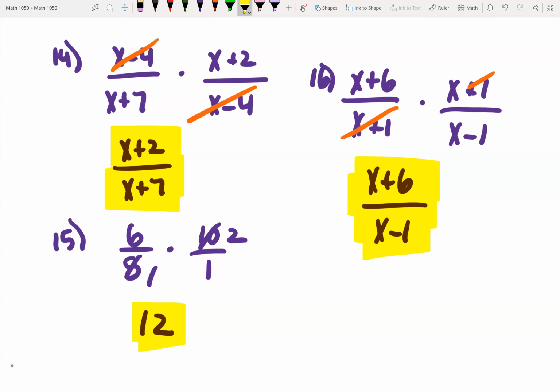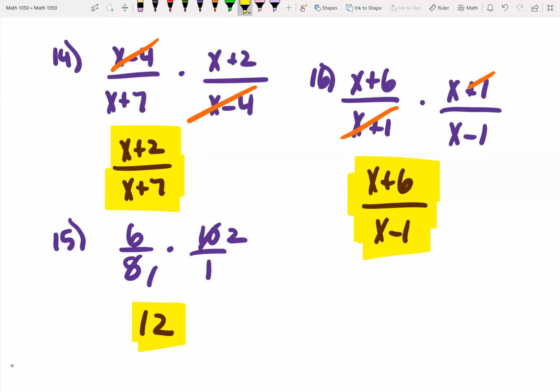Raise your hand if you're not done yet. Okay, I'll give you a couple more minutes. Okay, here are your answers. Let's see if you got it. Okay, so the first one is x plus 2 over x plus 7. The second one is 12, and the third one is x plus 6 over x minus 1.